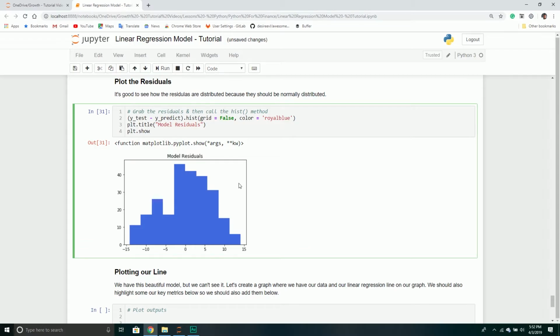Great. So here are our residuals. Basically, how many times were we off by this much, how many times were we off by that much, and the frequency of it. For the most part, it's normally distributed besides this little thing right here.